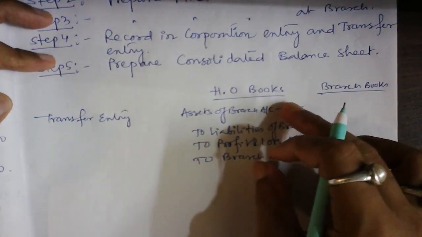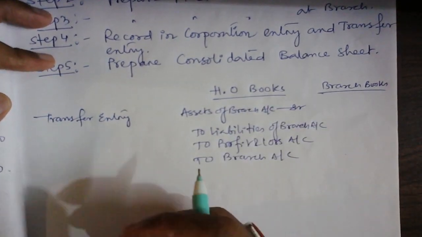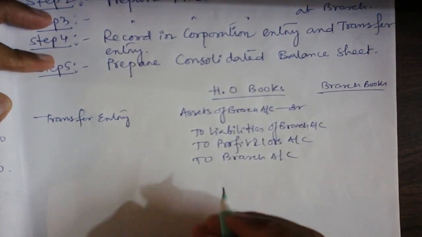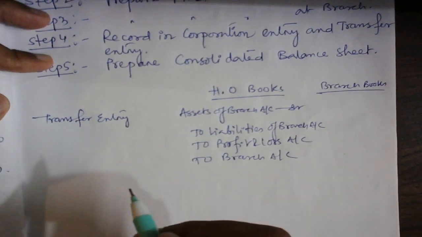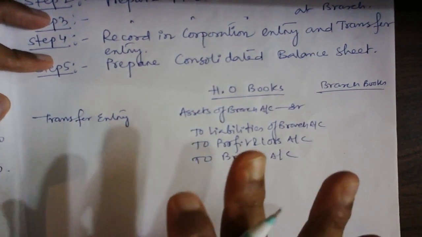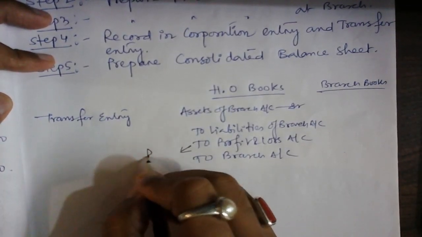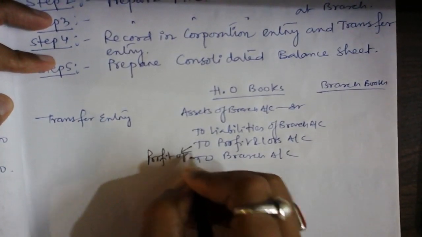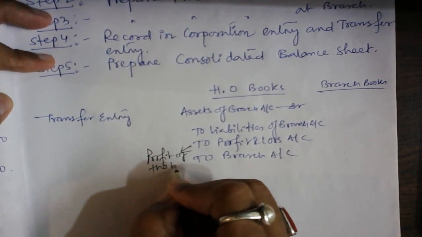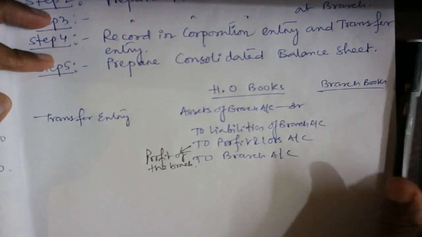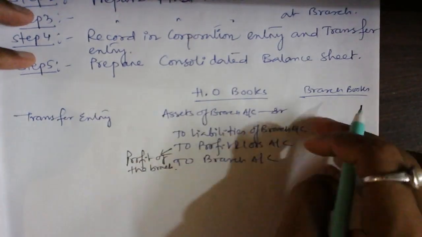So this is the transfer entry that we need to make. This is the profit and loss of the branch. So you can also write here profit of the branch. Perfect. And in the branch books, what will be the journal entry?